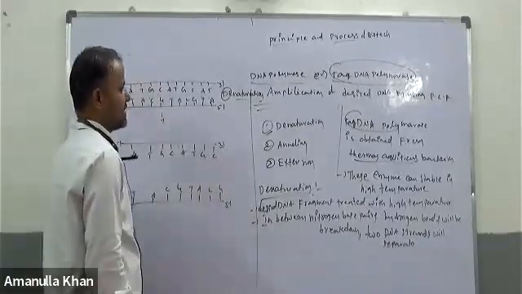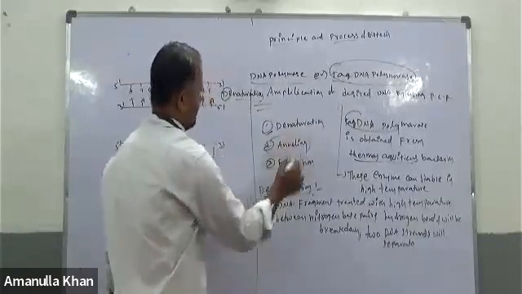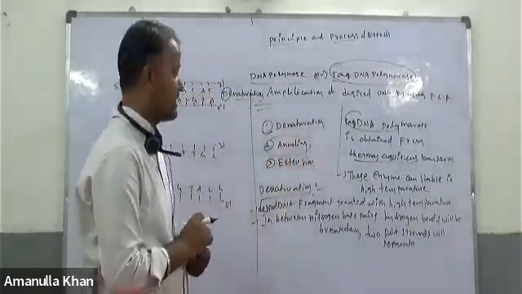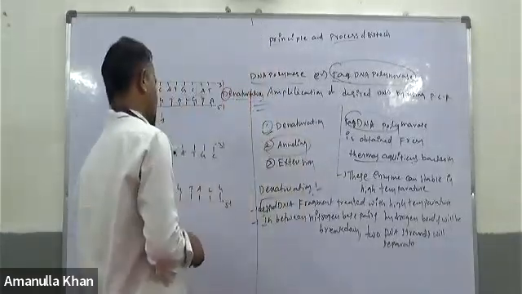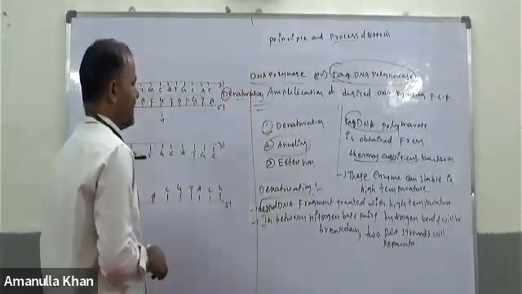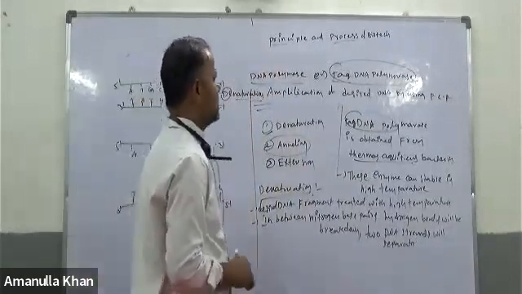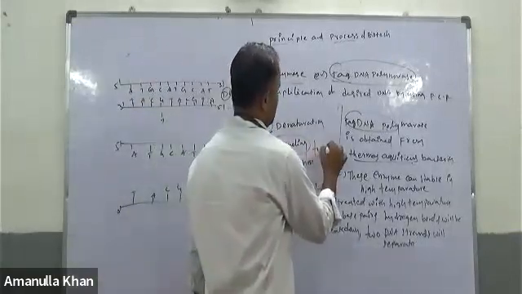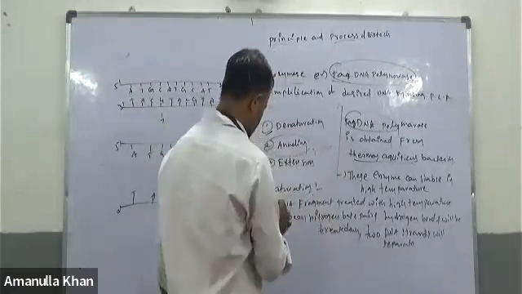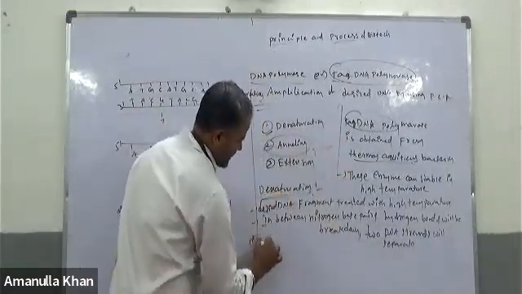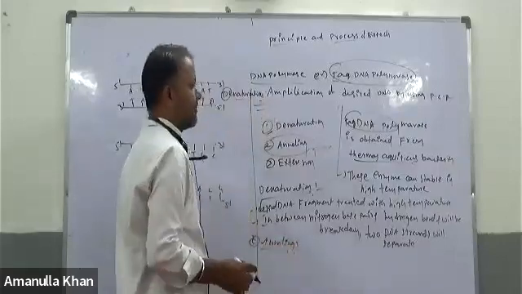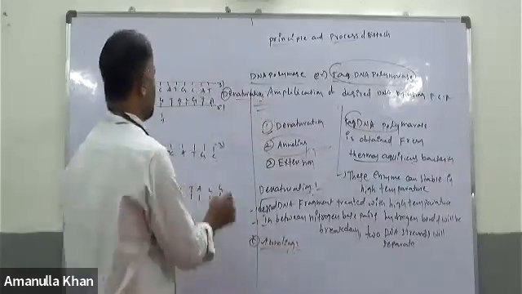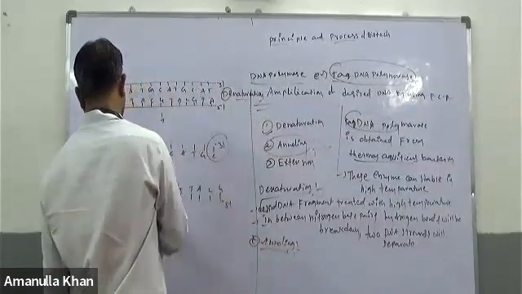So in the second step, what happens? Annealing. Annealing means a set of primers. How many sets of primers are important? Two sets of primers. Note it down: the second step is annealing. In annealing, two sets of primers add to the 3' region of both strands.